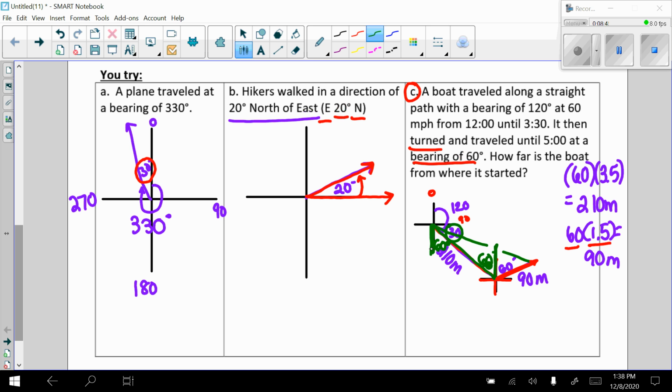Okay, so we make those 2 different coordinate planes to help us. Now what we would have is that this, and I'm going to just sketch it over here just so you can see it, we actually have that 120-degree angle with one side that's 210 and one side that's 90. So again, we can use a law of cosines to figure out how far the boat is from where it started.